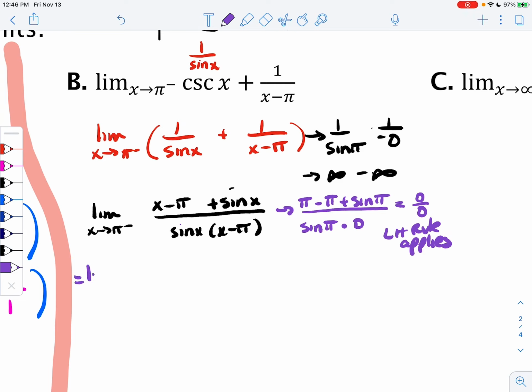So here I go with the limit as x approaches pi from the left, and the derivative of the numerator, the derivative of x is 1. The derivative of minus pi is 0. The derivative of sine is cosine.